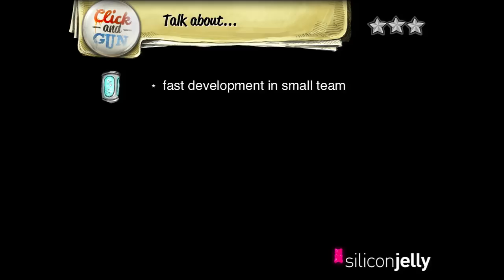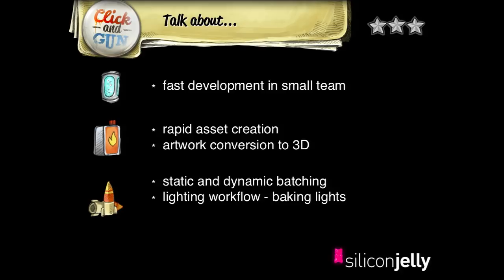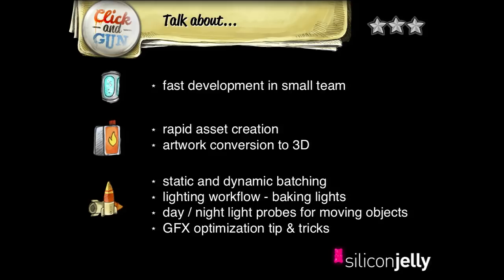So, what will we talk about today? About how to manage a little team like us, because we are only three. We will talk about asset creation, that means how the assets were done and how we converted these assets into 3D, and then we will talk more about the technical stuff. That means dynamic batching, lighting workflow, using vertex colors for lights, and how we manage to have day and night light cycles with light probes, and some GFX optimization tricks.